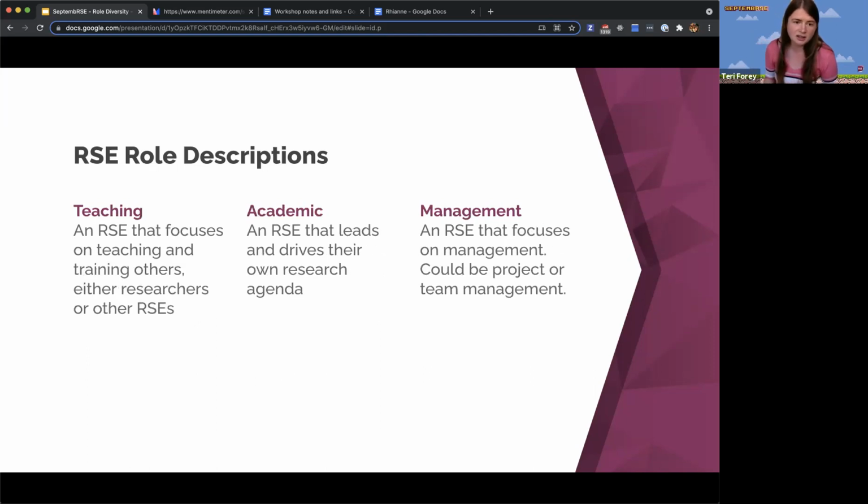We've got other terms and descriptions about RSE roles. So for example, teaching, an RSE that focuses on teaching and training others. These could be researchers, could be other RSEs. We have academic RSEs, so people who are driving their own research agenda instead of supporting other people's research. And we've got RSEs, again, that are focused on management. Could be project management, could be team management, people management. But all these words could apply to RSEs, and it's about how do we best describe ourselves and the RSE community. So are there any questions or anything that anybody wants to chime in with at this point?